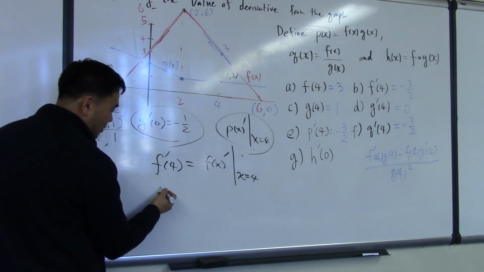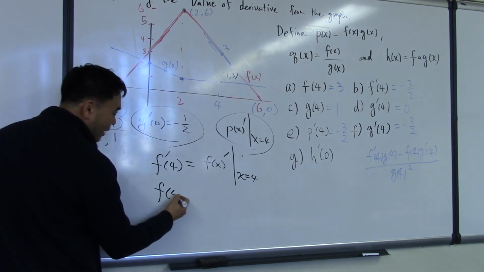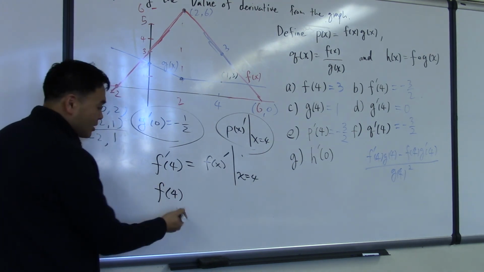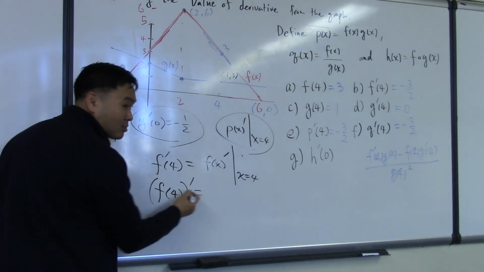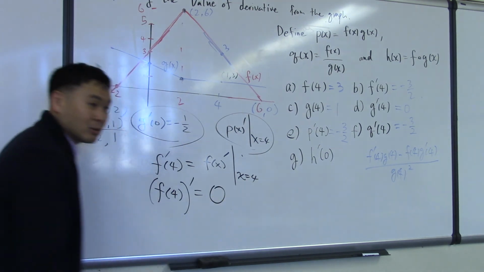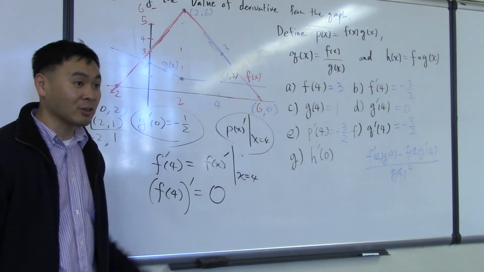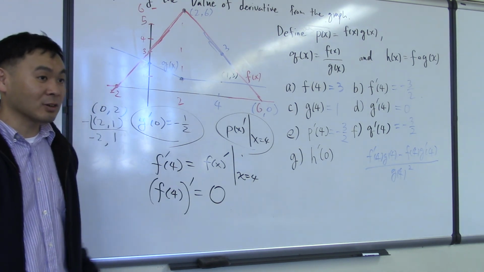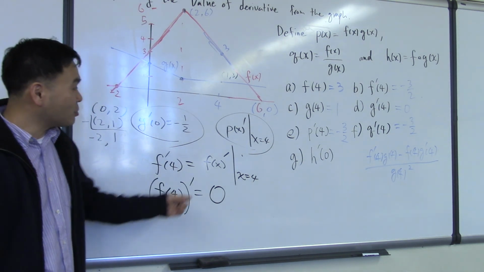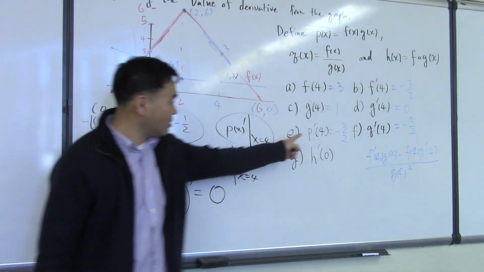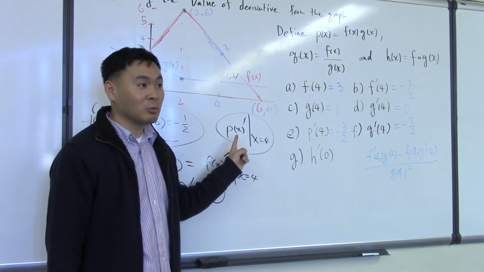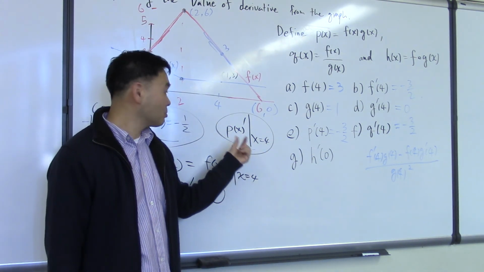That's different from, on the other hand, if you have f of 4 evaluated first, and then you differentiate, what is this value? It's 0. Because f of 4 is 3, and 3 differentiates to 0. Okay? So those are the differences. And that's why it's important to rewrite these into this form when you continue to work with it.